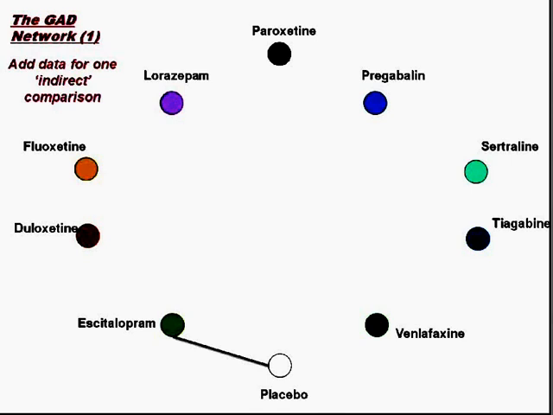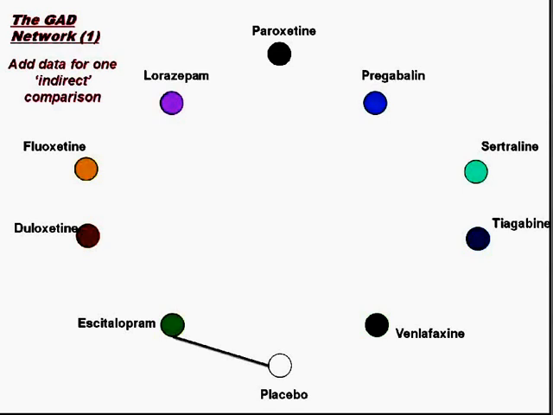The first thing we're going to do is add in the data for just one of the pieces of indirect information. We have escitalopram against placebo. You really can think of that as data coming from the search for a systematic review of escitalopram against placebo. And we had 4 trials there, so we can add that information first of all.